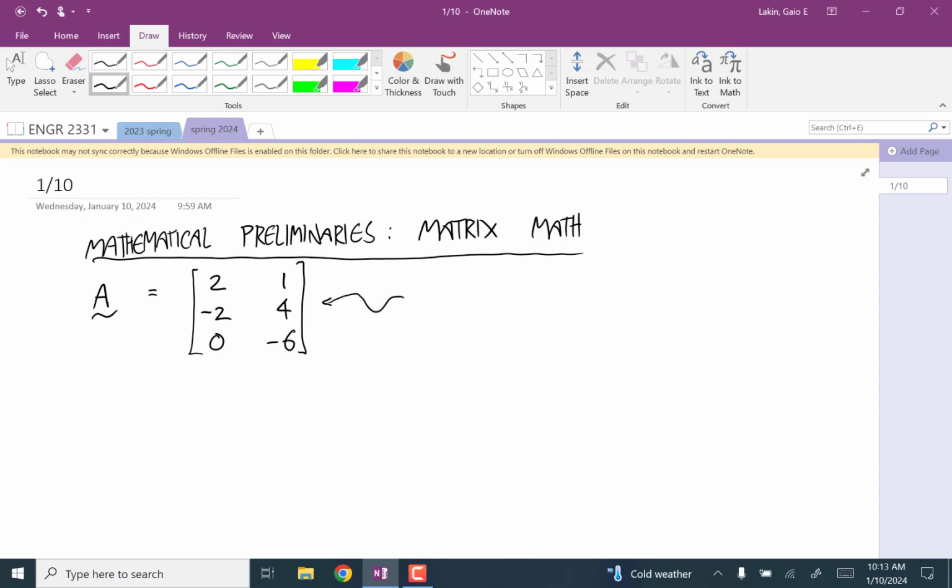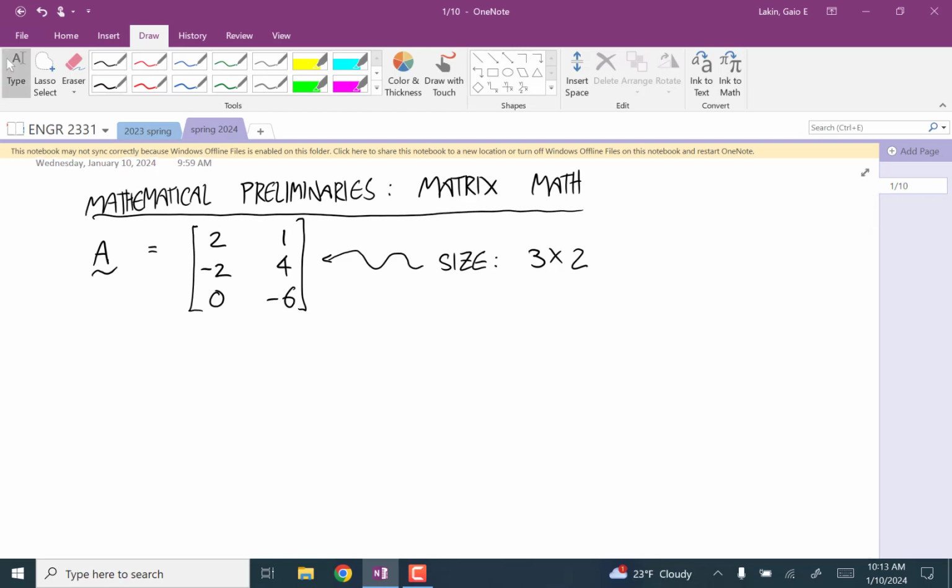The size of this matrix, so to give the size of a matrix, you first give the number of rows, and then you give the number of columns. So how many rows are there? 1, 2, 3. So this is size 3 by, and how many columns are there? 2. So this is a 3 by 2 matrix.